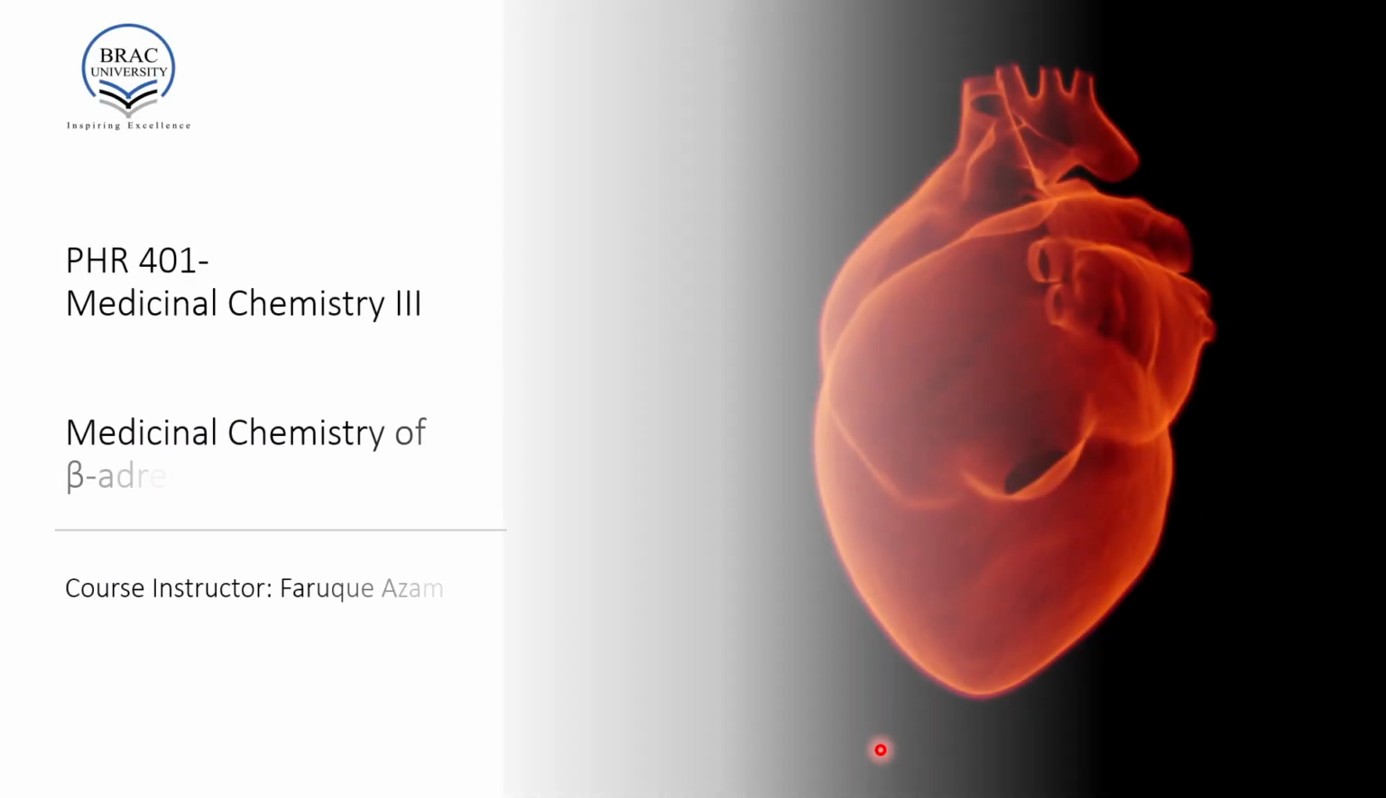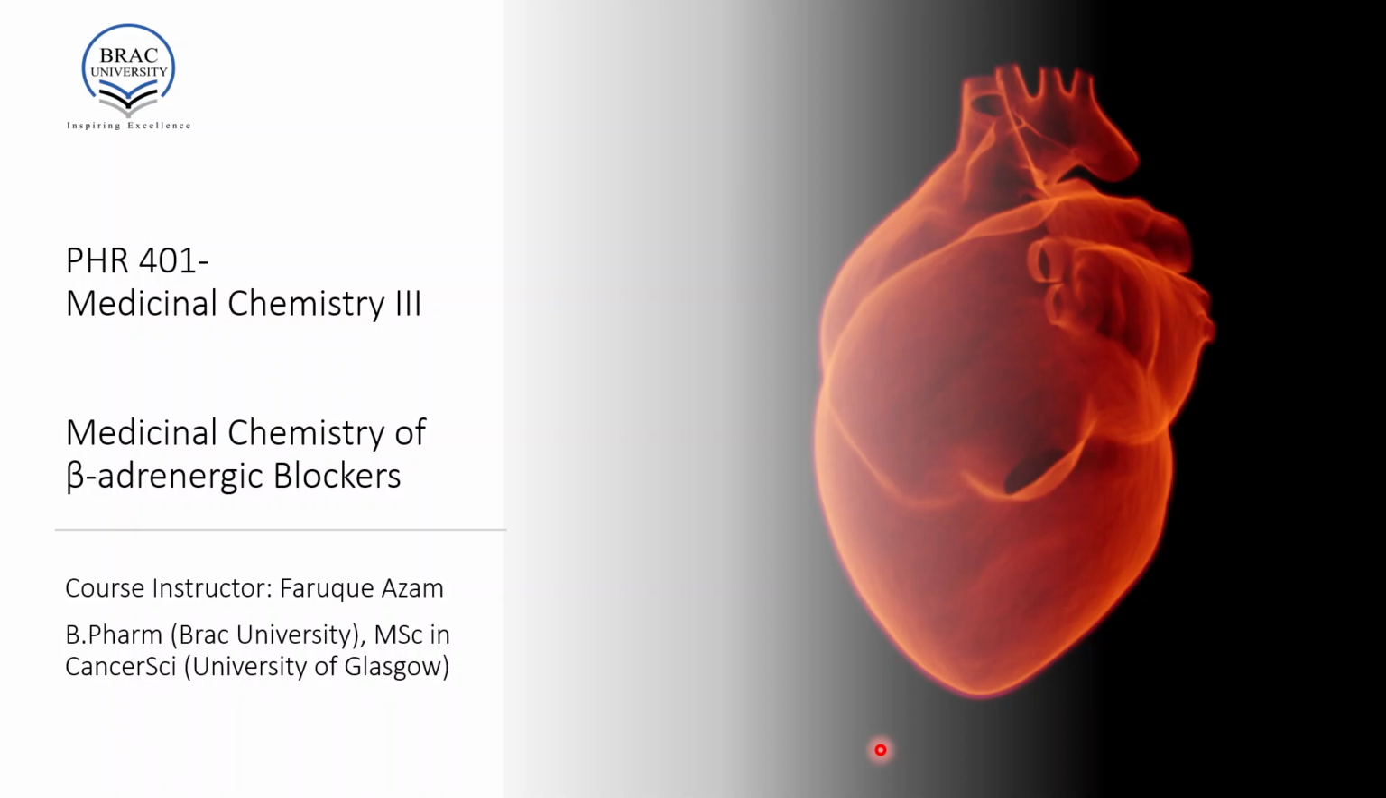So in this chapter, we will be learning about the beta blockers, beta adrenergic blockers, and how those agents are used in hypertension and angina, other heart problems. And SARs of beta blockers.